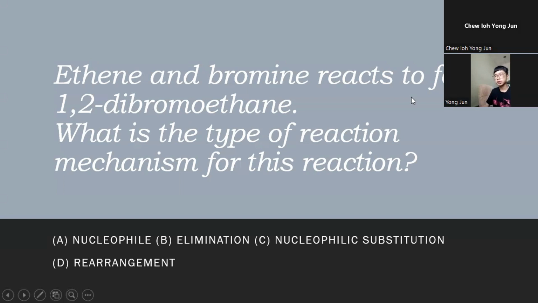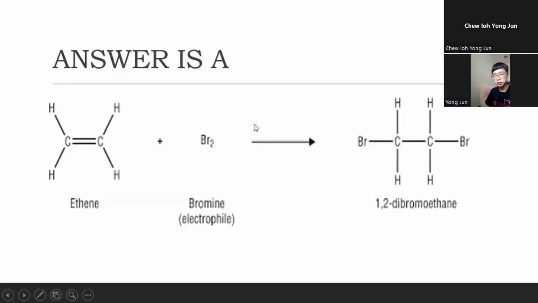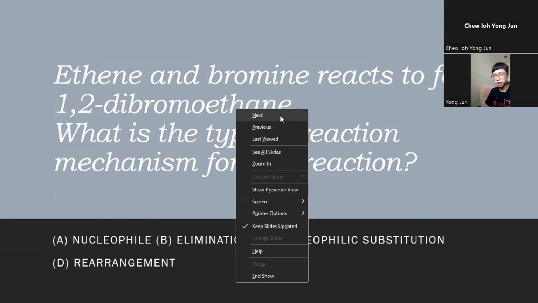So the next question. Ethene and bromine react to form 1,2-dibromoethane. What is the type of reaction mechanism for this reaction? A, nucleophile; B, elimination; C, nucleophilic substitution; and D, rearrangement. Again, there are four types of reaction. Which one is the type of reaction for the above reaction? The answer is A, which is nucleophile or addition.